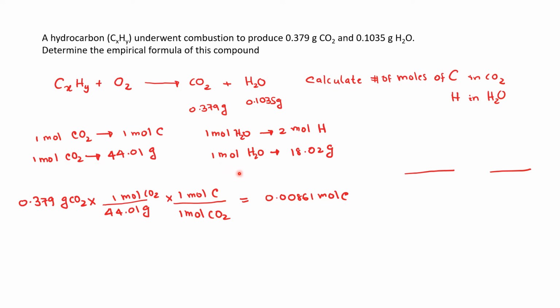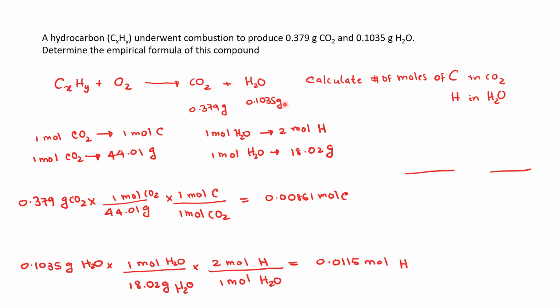So, we are going to find the number of moles of carbon first. Remember, you are given the mass of carbon dioxide, so we start from there: 0.379 grams of carbon dioxide. We use the molar mass to find the number of moles of carbon dioxide first, and then we use the stoichiometric relationship to find the number of moles of carbon. You can see all the units cancel out and we have the number of moles of carbon.